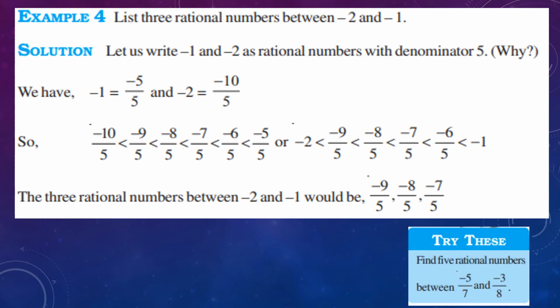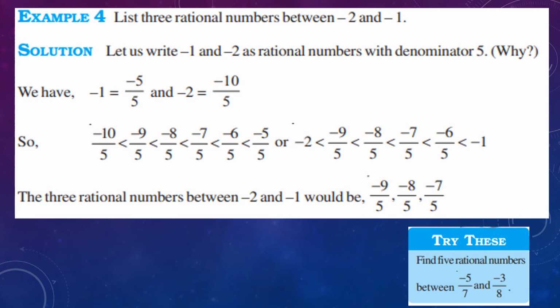Find 5 rational numbers between negative 5 by 7 and negative 3 by 8. Here the difference is the denominators are different. Therefore, first aim is we have to make the denominator same by taking the LCM. What is the LCM of 7 and 8?